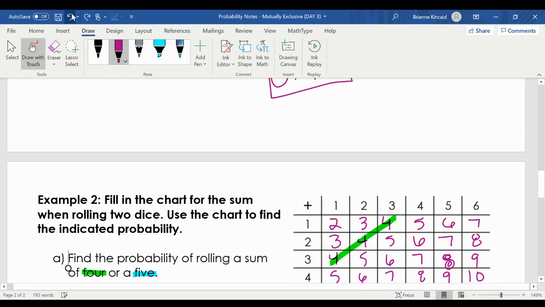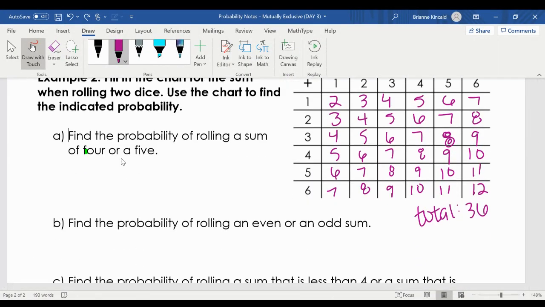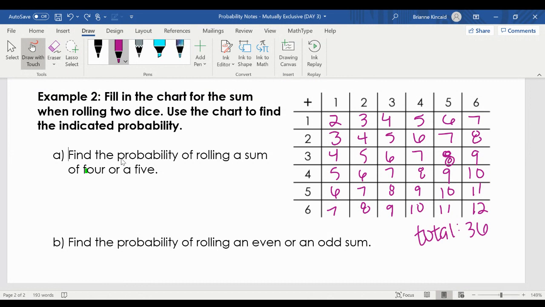So from here, all we want to do is take our probabilities and add them together. So I had 3 out of 36 plus 4 out of 36. Both of these fractions can be reduced, but in order to add fractions, we need common denominators, so we don't want to reduce until the end. So 7 over 36, which actually, since 7 is a prime number and doesn't go into 36, we would leave it like that.